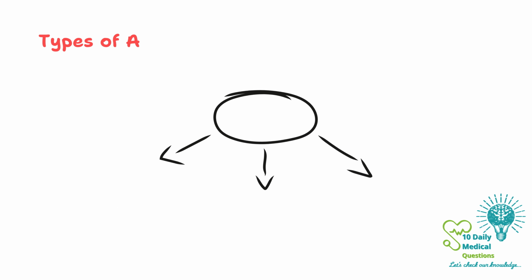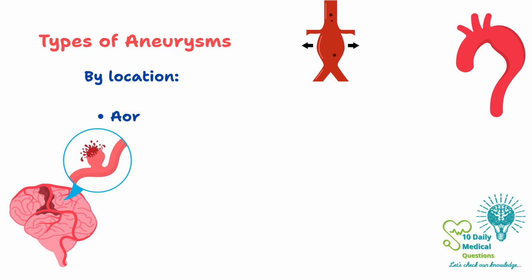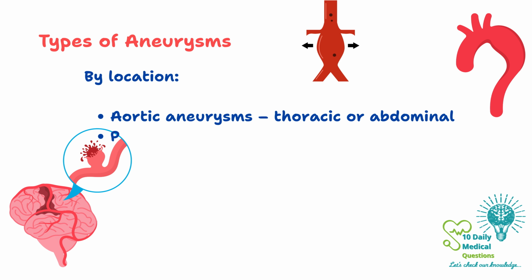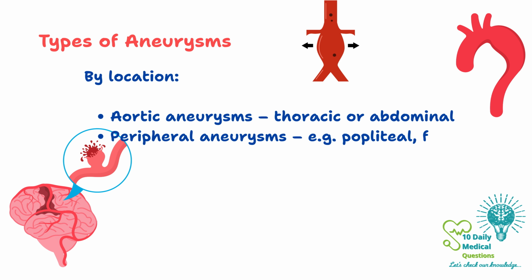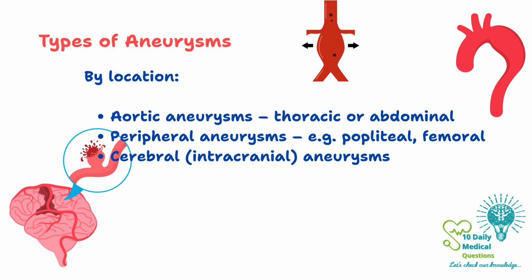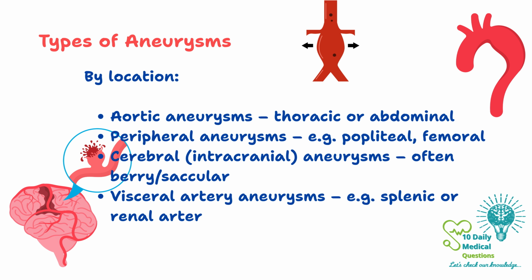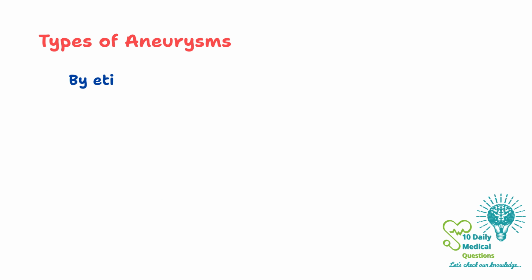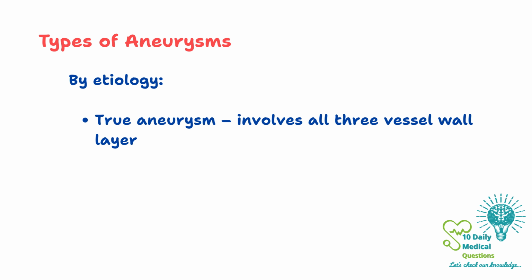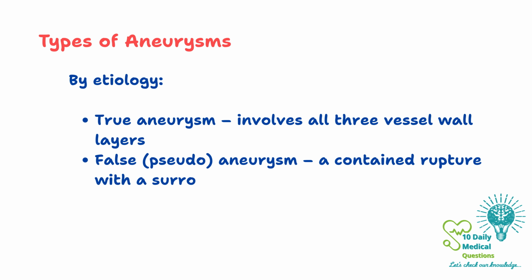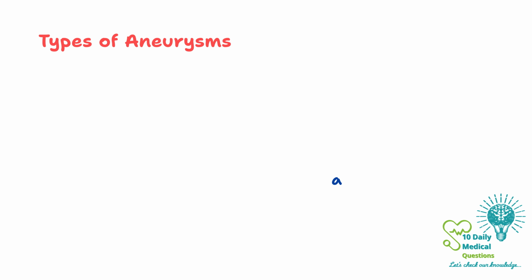spindle-shaped. Types of aneurysms: we can categorize aneurysms by their location, etiology, and shape. By location, the most common are abdominal aortic aneurysms, thoracic aortic aneurysms, peripheral aneurysms such as in the popliteal artery, and cerebral aneurysms, often called berry aneurysms. By etiology, we distinguish between true aneurysms involving all three vessel wall layers and false aneurysms or pseudoaneurysms, where a rupture is contained by surrounding tissue.